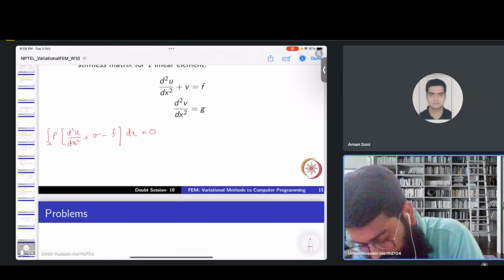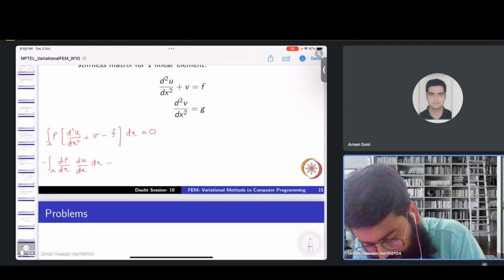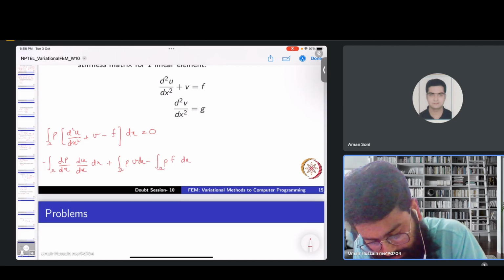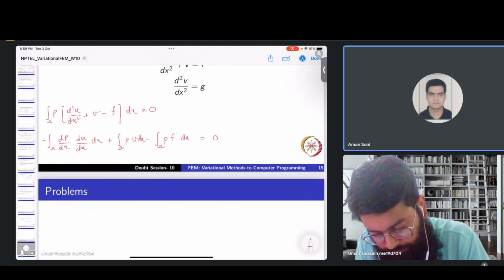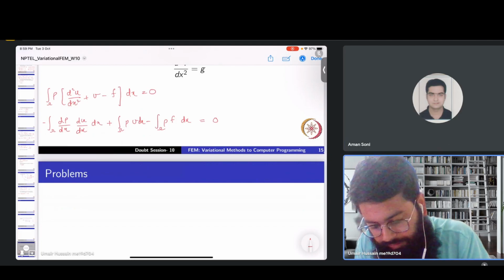So I just quickly write, we'll do integration by parts and all that. I'll just quickly write the dp by dx, du by dx. I'll skip the boundary term. We have pv minus pf dx. Then this is the weak form for the first equation.